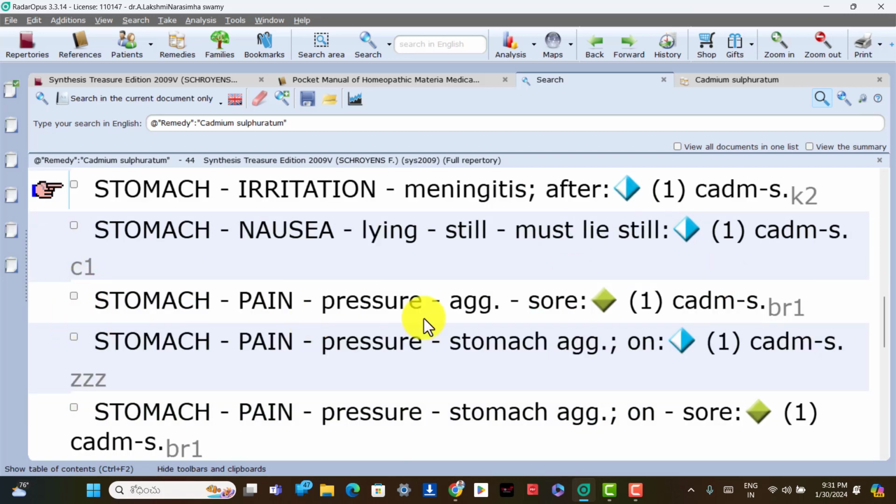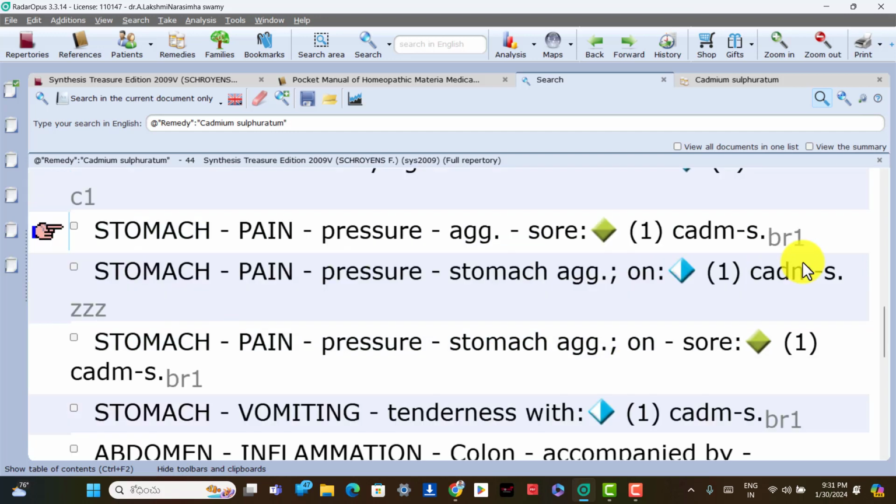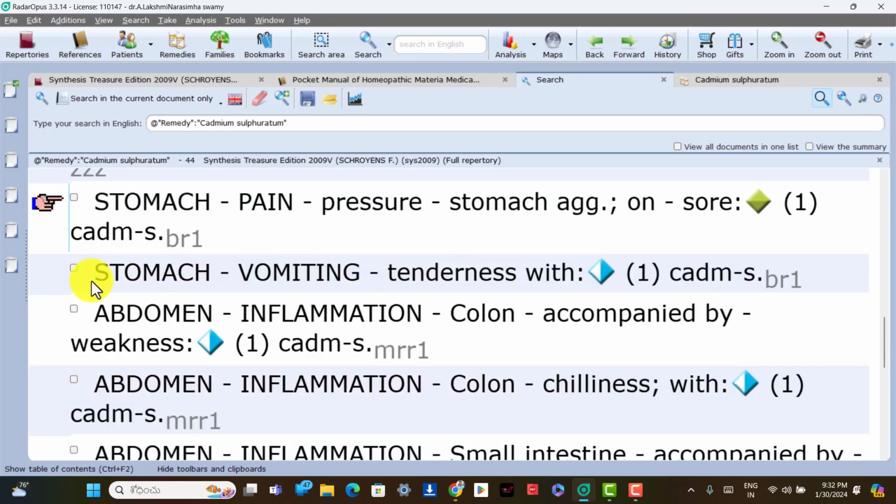Stomach pain, pressure aggravation, sore pain is present, think Cadmium sulph. Stomach pain, pressure on stomach aggravation, think Cadmium sulph. Stomach pain, pressure, sore pain is present, think Cadmium sulph. Stomach vomiting with tenderness, with vomiting is present, think Cadmium sulph.